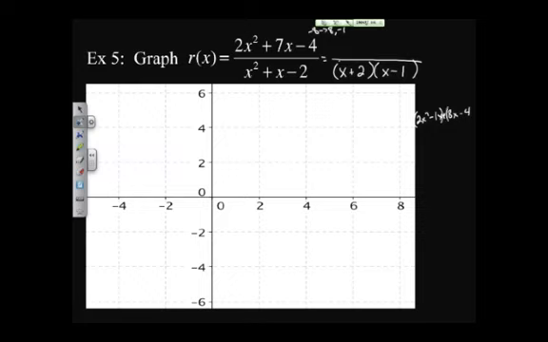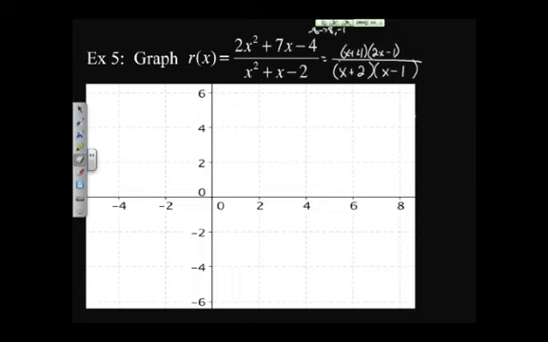grouping then. We can take out an x from the first one. We have 2x minus 1 left. We can take out a 4 from the second one. We have 2x minus 1 left there. So x plus 4 times 2x minus 1. So that's the factoring.